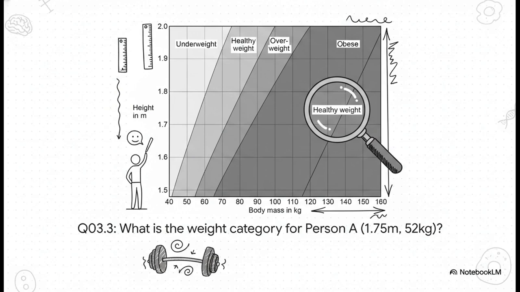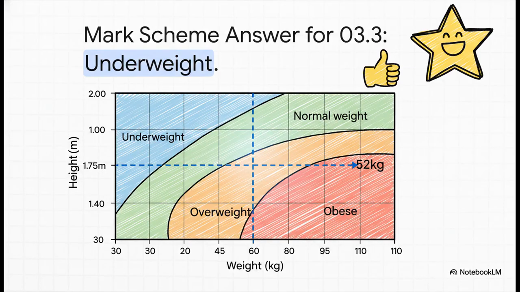Okay, we're on to a new chart now. And honestly, this is just a test of can you read the axis? All we have to do is find 1.75 meters on the height axis, find 52 kilograms on the body mass axis, and see where those 2 lines cross. And if you trace those lines, boom, it puts person A right in the middle of the underweight section. It's a pretty straightforward mark, as long as you interpret the data carefully.